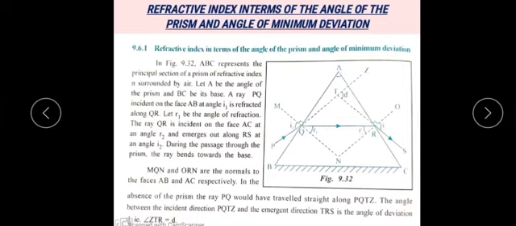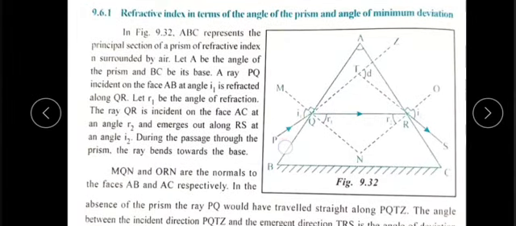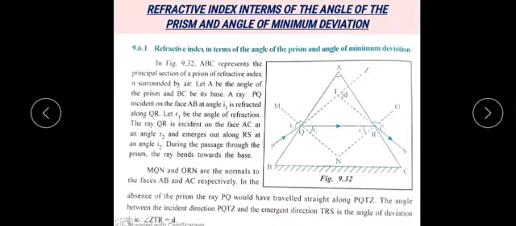The angle between the incident direction PQTZ and the emergent direction TRS, that is, between the incident light and the emergent light RS, is considered as D. We call it the angle of deviation, angle ZTR, taken as D.